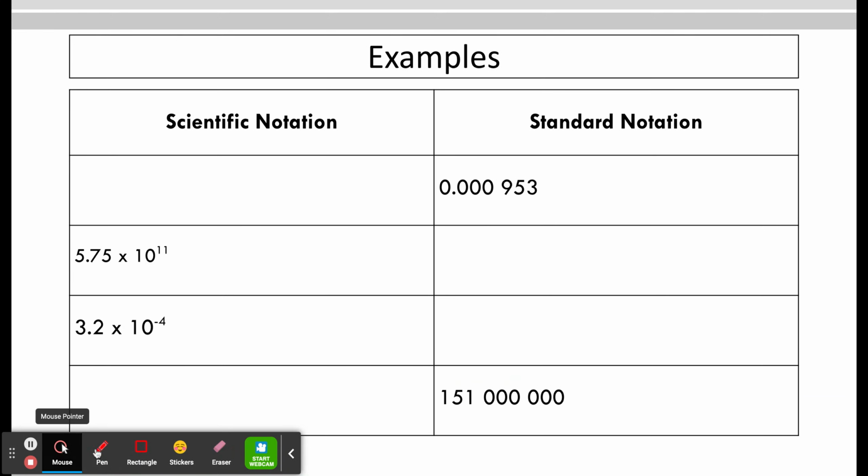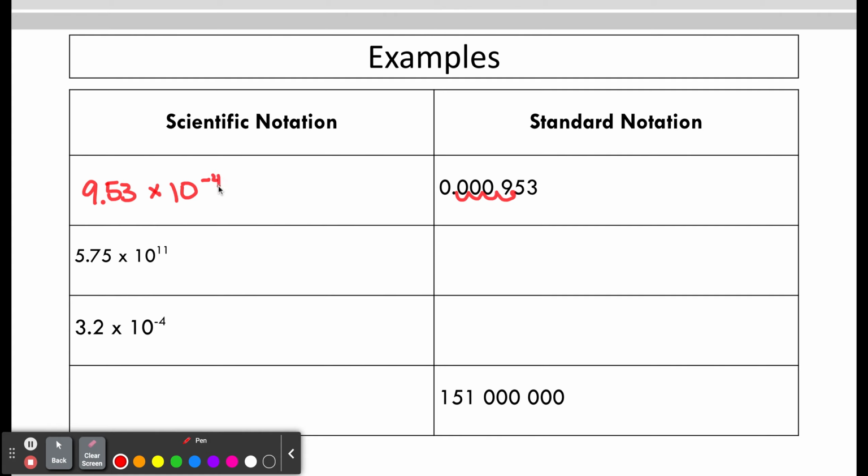So now let's convert these back and forth. So this is in standard, so not scientific, so I need to put it in scientific notation. So here's my decimal. I'm moving it 1, 2, 3, 4 times. So it's going to be 9.53 times 10 to the negative fourth because it's a small number.